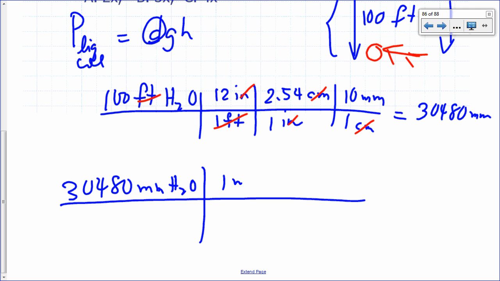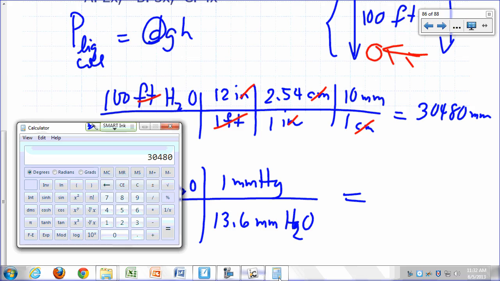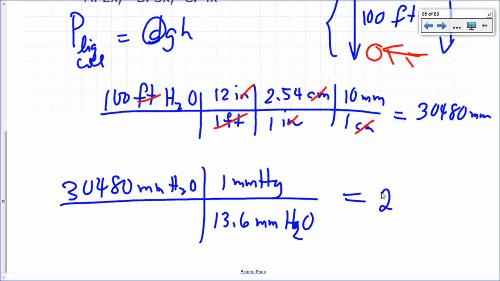1 millimeter of mercury is 13.6 millimeters of water. Mercury is much heavier than water, 13.6 times heavier. So that gives us a pressure due to a column of water, 100 feet of water, to be how much? Divide that by 13.6. That's 2,241 millimeters of mercury. Okay.